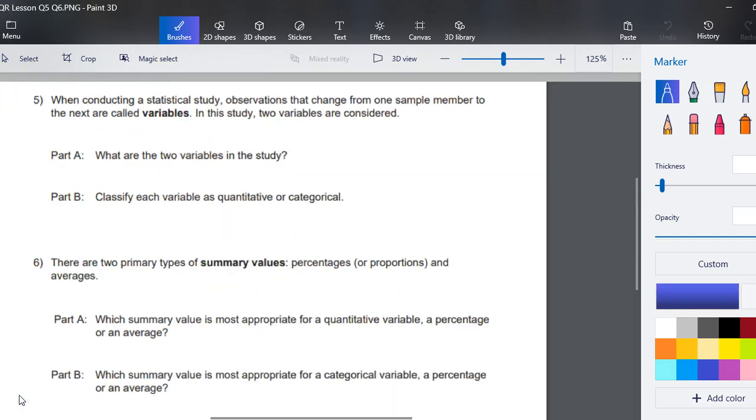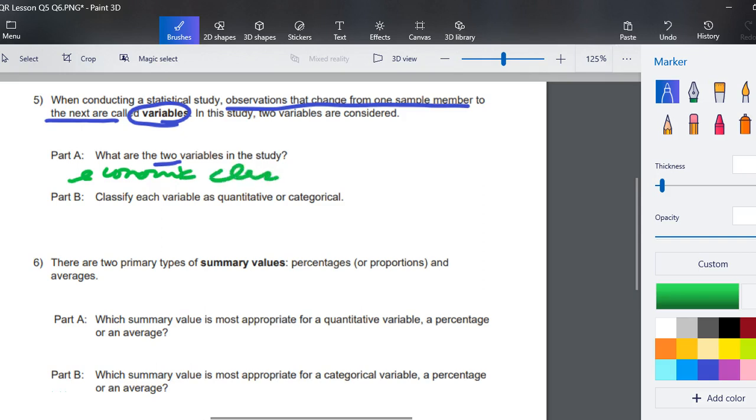On question 5, the flashcards continue. When conducting a statistical study, observations that change from one sample member to the other are called variables. They are observations that change from one sample member to the next, and they're called variables. In the study, 2 variables were considered. What are the 2 variables in this study? Well, one variable is economic class, and the other variable is the income.